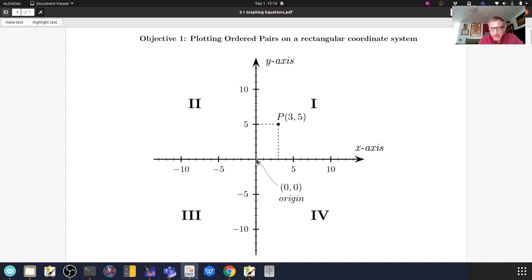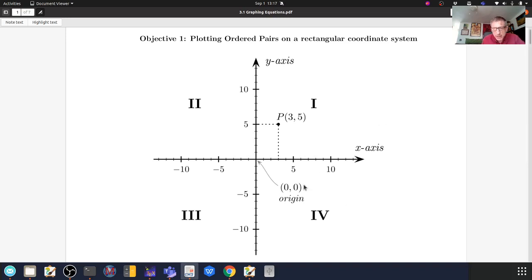The point right there where the two intersect is a special point. It's called an origin. And we can divide the Cartesian plane into 4 quadrants. The quadrants do not include the boundaries. The quadrants do not include the x and the y-axis. So this point here, 3, 5, is in quadrant 1. A point over here would be in quadrant 2. A point over here would be in quadrant 3. And a point down here would be quadrant 4.